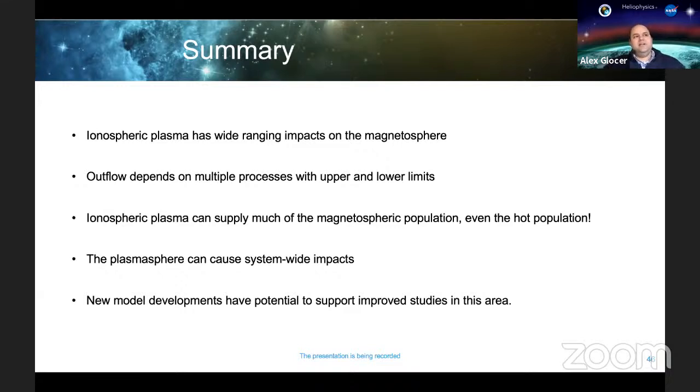But it doesn't change the large scale solution, because when you get to higher altitudes where the outflow is really forming, the thermal conduction then becomes largely insensitive to those collisions because there are so few of them. And so it doesn't have a big effect. So that's just one example. There may be other cases, but that's just the one that comes to mind.